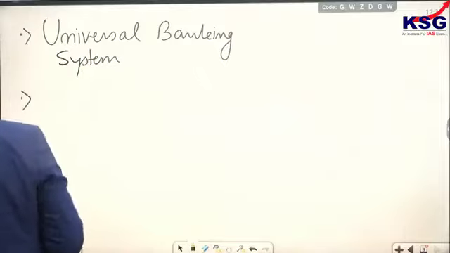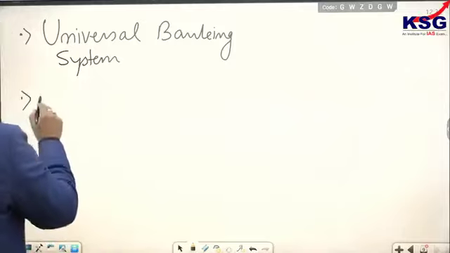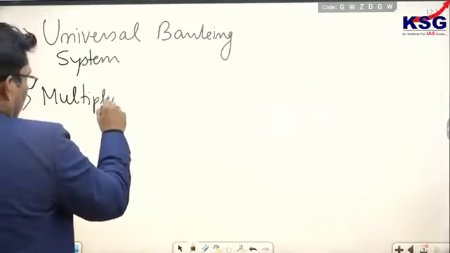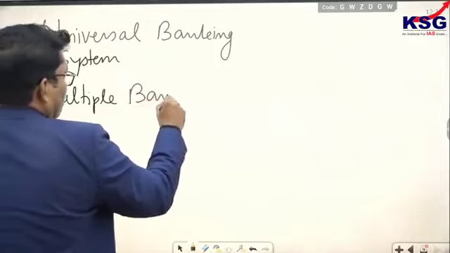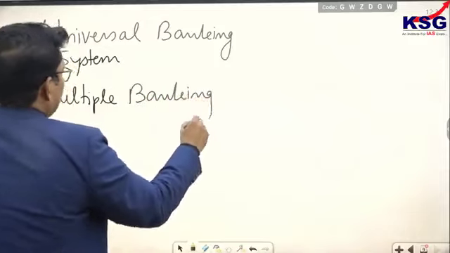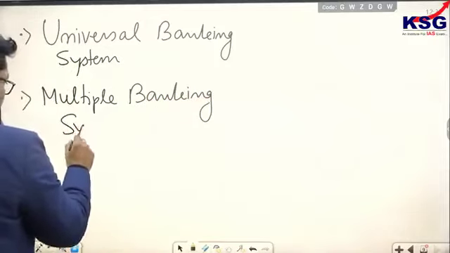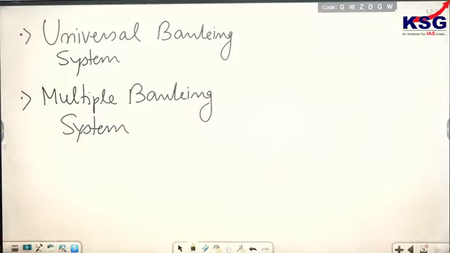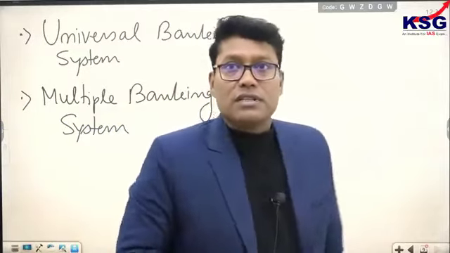And second, you can get multiple banking system. Universal banking system, and second you can get multiple banking system. Universal banking system means what?